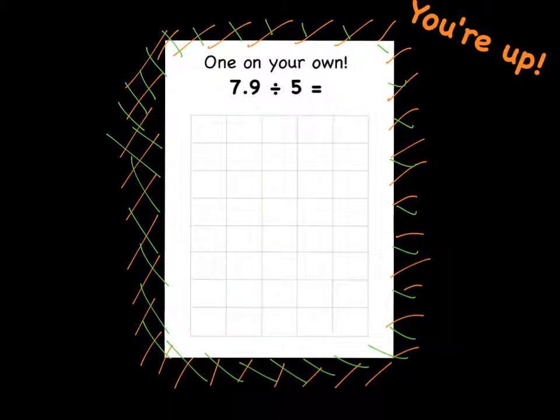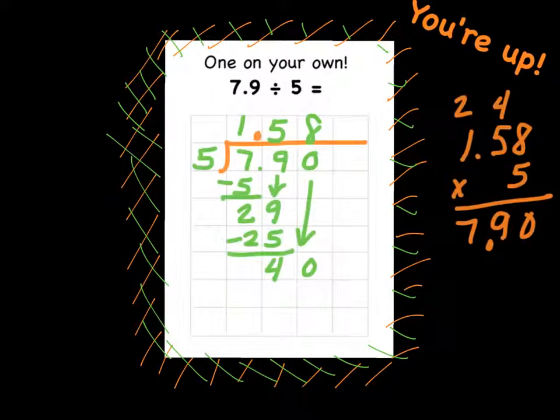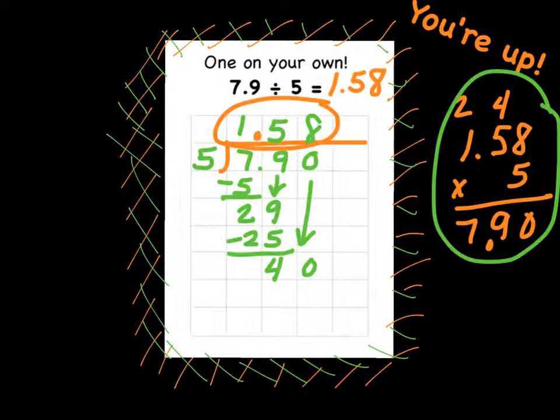Now pause this video and try one on your own. Did you get the answer of 1 and 58 hundredths? You should have known you had the right answer if you were to check it, even though it looks a little different from my original, because my original started with 7 and 9/10, but I know that 7 and 90 hundredths is the same or equivalent to 7 and 9/10.